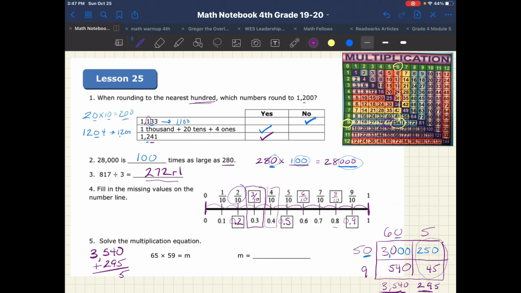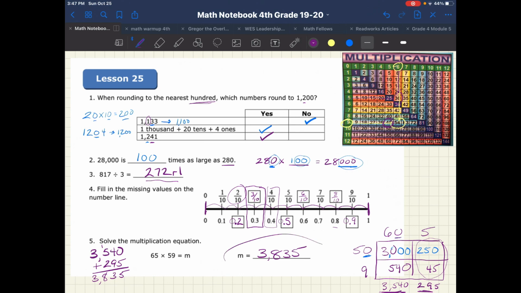5 and 0 is 5. 9 and 4 is 13. 5, 6, 7, 8. And 3,000. 3,835. 3,835. There you go. Double check that you have written all of this.